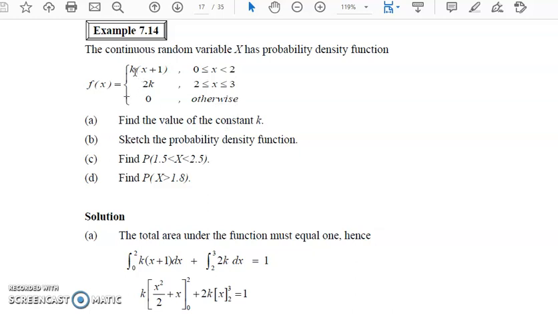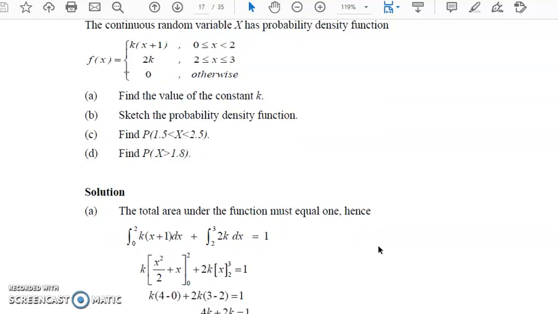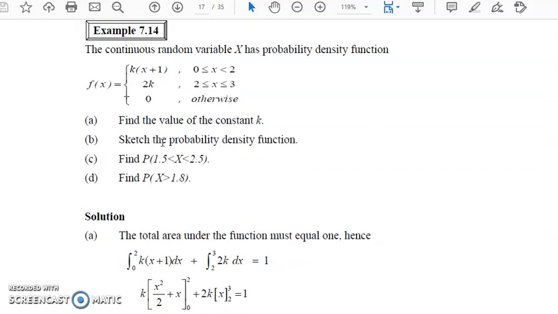Okay, find the value of constant k. How can we know the value of constant k? As we know, the total area of the function must be equal to 1, is it right? So the first function will be kx plus 1 here, from 0 until 2. So we will be having the integration of kx plus 1 with respect to x from 0 until 2, added up with the second function, which is 2k with respect to x here, from 2 until 3.